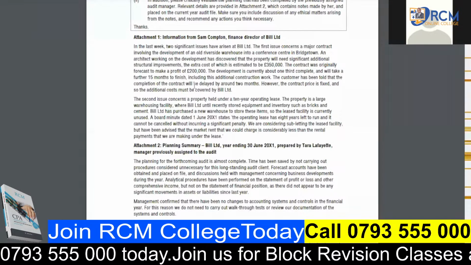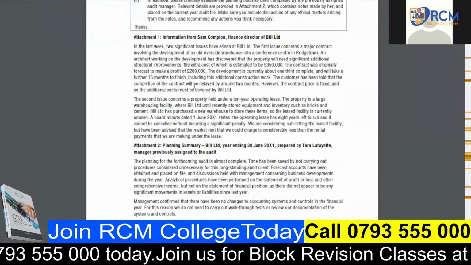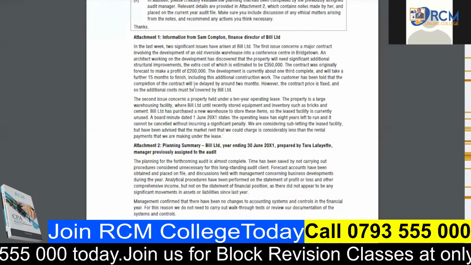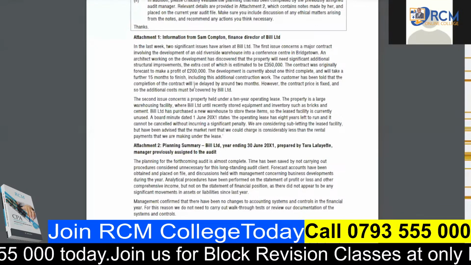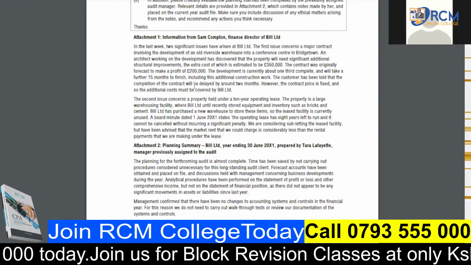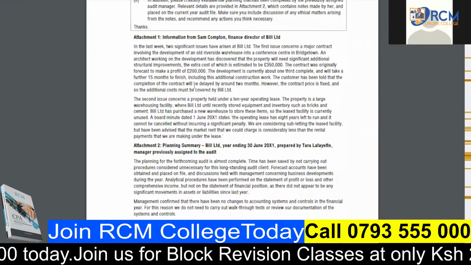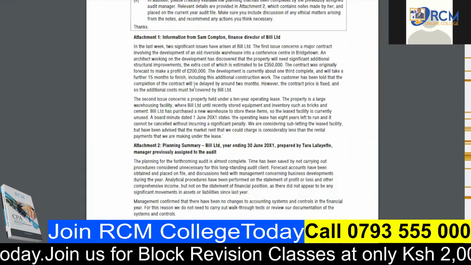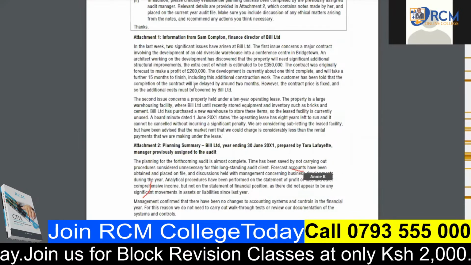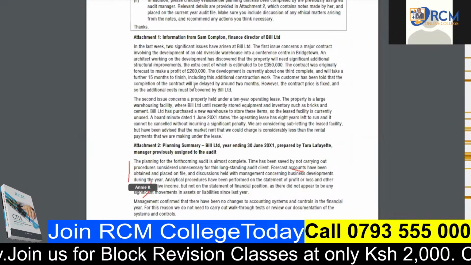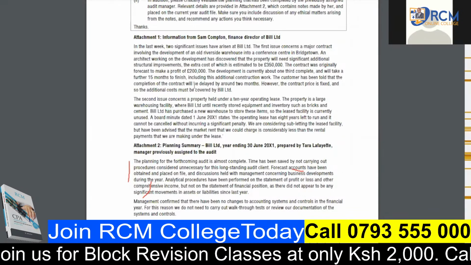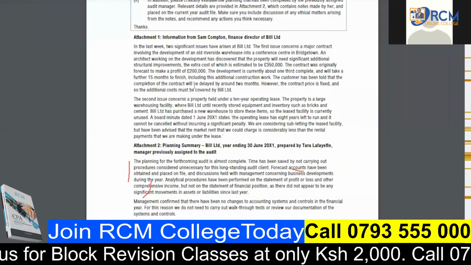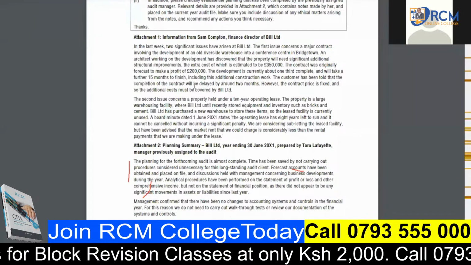The second issue concerns a property held under a 10-year operating lease. The property is a large warehousing facility where Bill Limited until recently stored equipment and inventory such as bricks and cement. Bill Limited has purchased a new warehouse to store these items. So the leased facility is currently unused. A board minute dated the 1st June 2021 states the operating lease has 8 years left to run and it cannot be cancelled without incurring significant penalty. We are considering subletting the leased facility, but I have been advised that the market rent that we could charge is considerably less than the rental payment that we are making under the lease. So there is a risk there that you'll make losses.